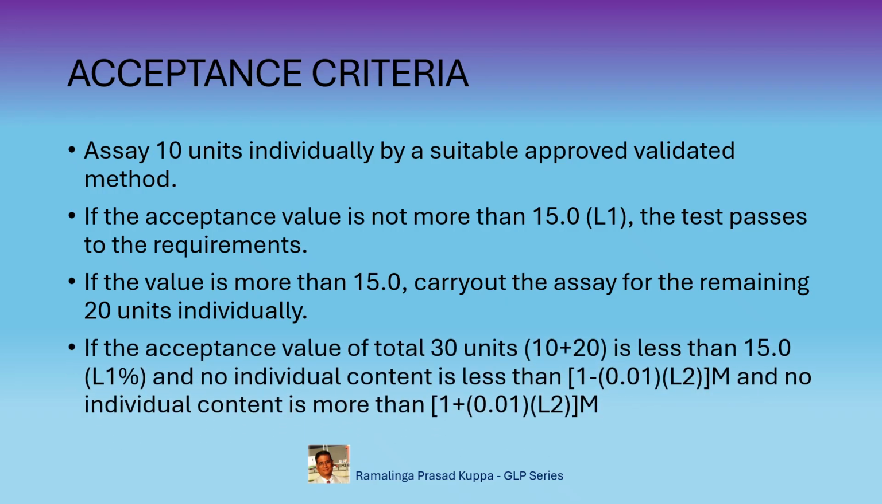If the acceptance value of the total 30 units, that is 10 plus 20, is less than 15, that is L1%, and no individual content is less than (1 minus 0.01 multiplied by L2), the whole again multiplied by M, and no individual content is more than (1 plus 0.01 multiplied by L2), the whole multiplied by M. In this case, the overall acceptance value should be within 15% and no individual value should be below or beyond the value obtained in the calculation. Here L2 will be 25.